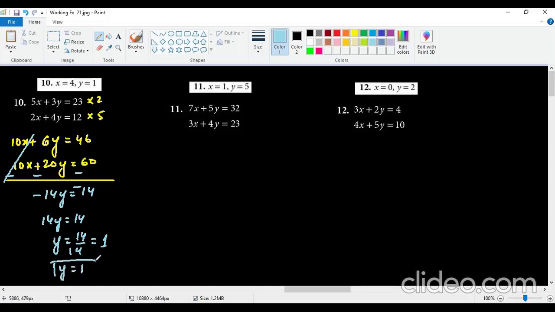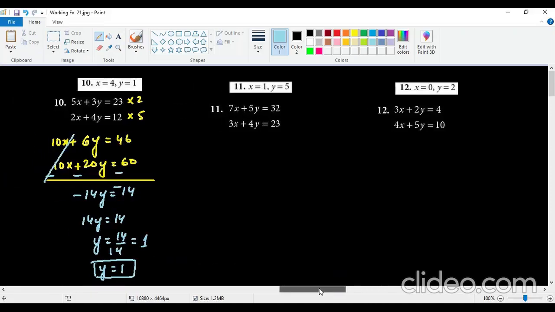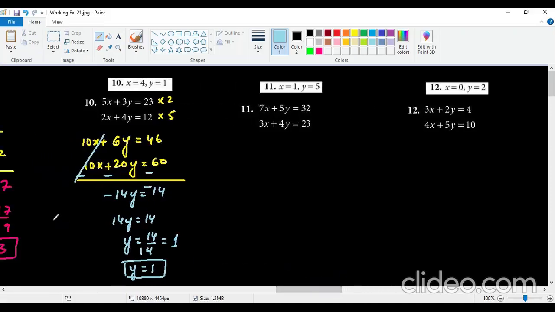Now I can take any equation I feel like. I can take the second equation, 2x plus 4y equals 12, and the value of y is known to us. 2x plus 4 times 1 equals 12. I will change the color. The y value is 1, so 2x plus 4 equals 12.